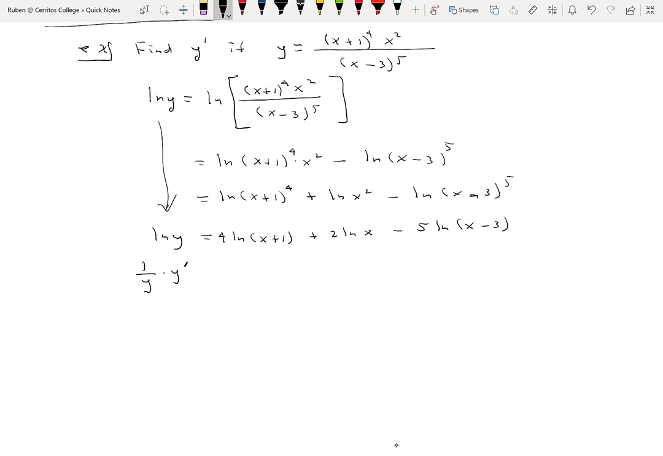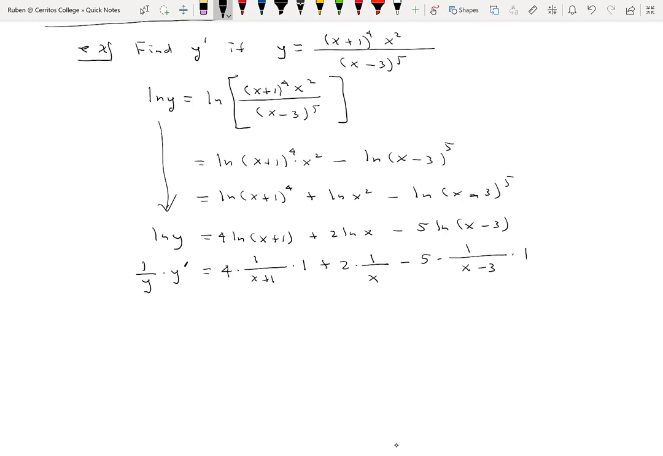Now, the derivative of 4 times log of x plus 1 is 4, since constants can be factored out of differentiation, times the derivative of log of x plus 1, which is 1 over x plus 1. Then by the chain rule, the derivative of x plus 1 is 1. Then 2 times the derivative of log of x, which is 1 over x, minus 5 times the derivative of log of x minus 3, which is 1 over x minus 3. Then by the chain rule, the derivative of x minus 3 is 1.